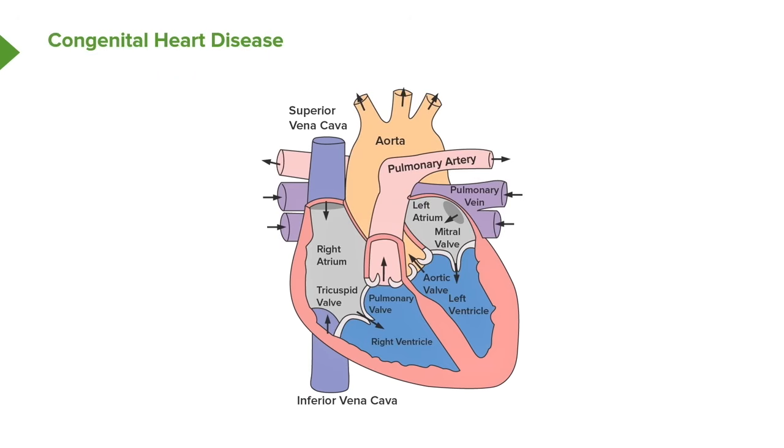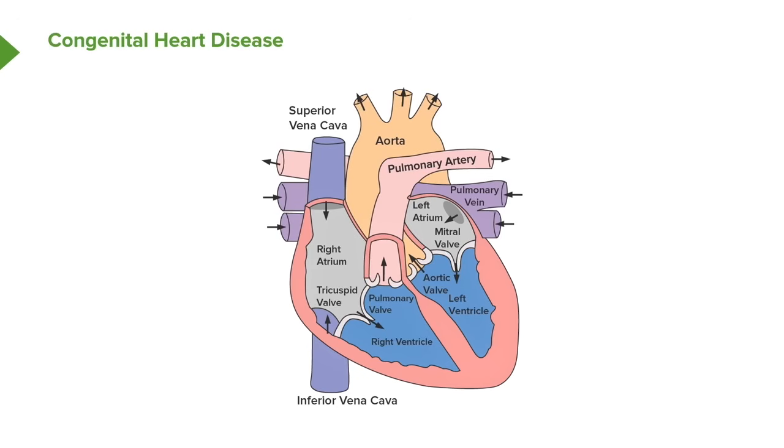There can be holes in the heart. There can be obstructions to outflow, for example, the valves are misshapen. You can even have the ventricles switched so that the left ventricle is pumping to the pulmonary arteries and the right ventricle is pumping to the aorta. These are all problems that occur in embryonic life, that is, in the development of the fetus.